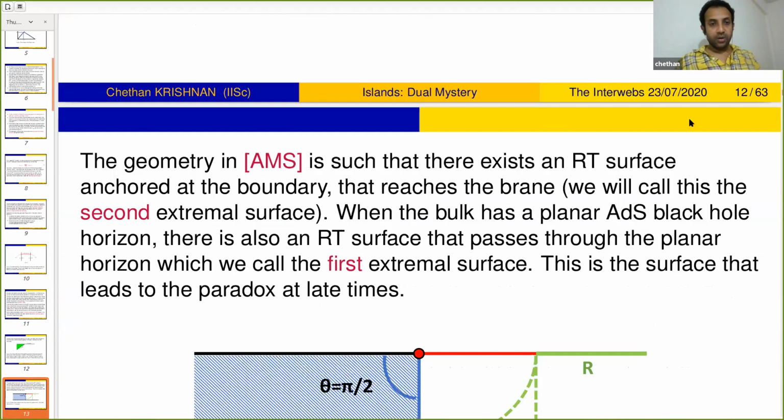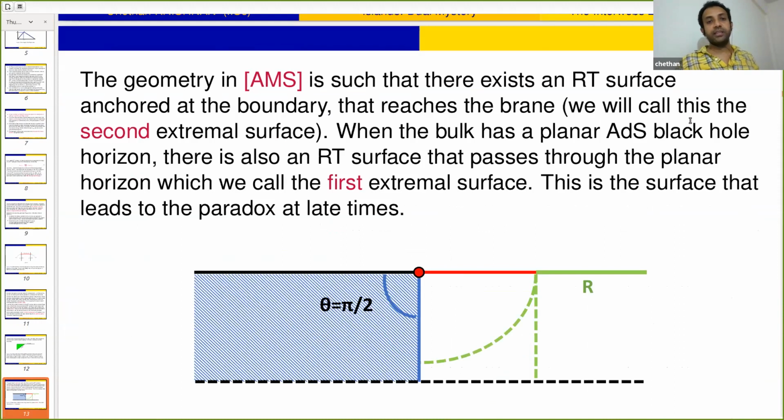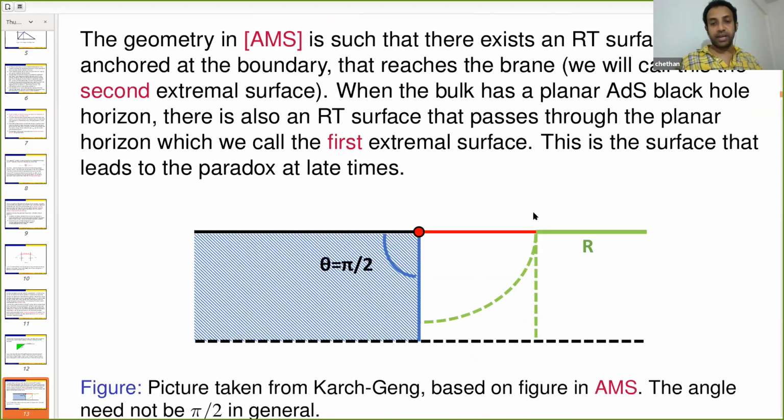So if you want to do this doubly holographic computation of extremal surfaces, you compute these RT surfaces. Here I'm looking at a specific brane configuration where the angle is pi/2. This is taken from a paper by Karch and Geng, but the angle of this brane can in fact be less than that, and even then there will be some extremal surface, but you'll have to solve a nonlinear Einstein equation. The point is that there exist two kinds of extremal surfaces if you are looking at the boundary theory.